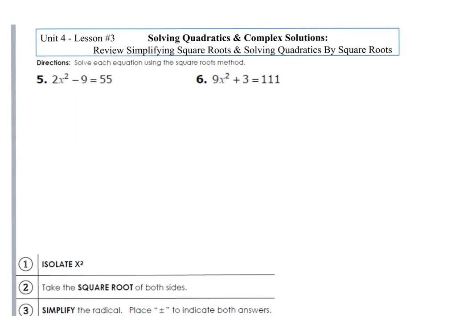Okay, number 5, we have 2x squared minus 9 equals 55. Let's isolate our x squared here. We're going to add 9 to both sides so that we have 2x squared equals 64. And then to get x squared by itself, we divide both sides by 2. So now we're at x squared equals 32. Now, 32, this is not a perfect square.